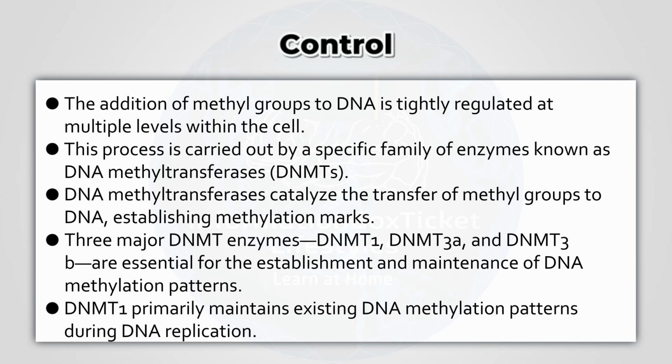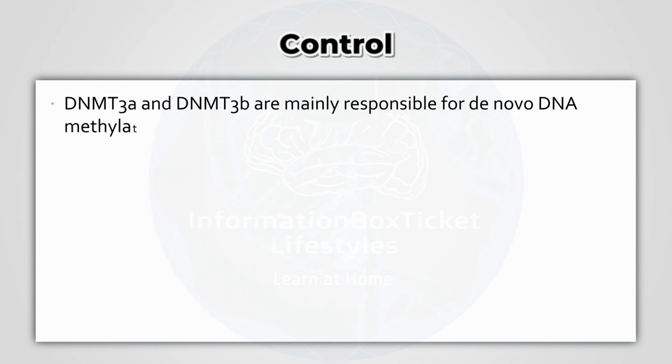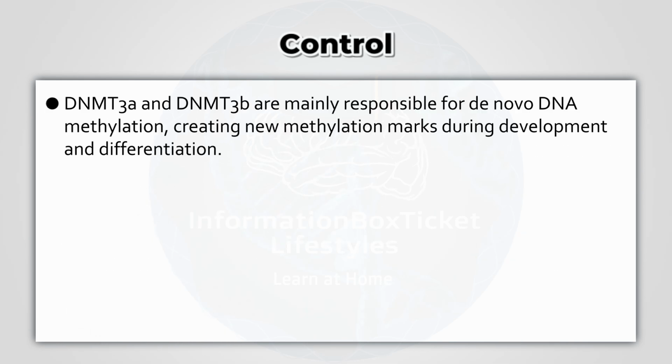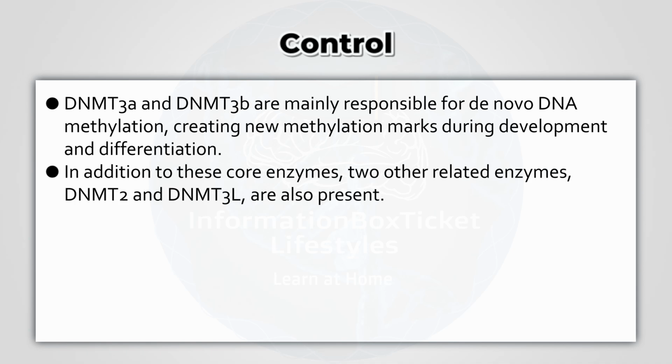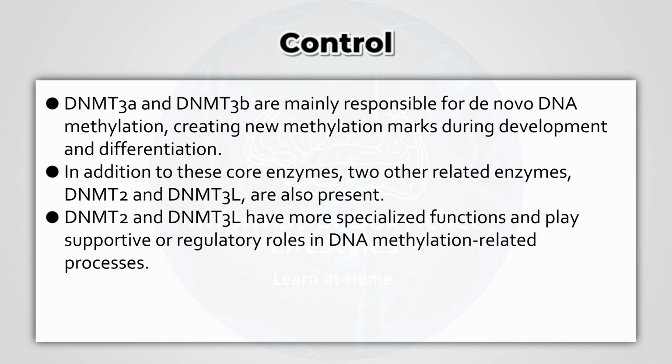DNMT1 primarily maintains existing DNA methylation patterns during DNA replication. DNMT3A and DNMT3B are mainly responsible for de novo DNA methylation, creating new methylation marks during development and differentiation. In addition to these core enzymes, two other related enzymes, DNMT2 and DNMT3L, are also present. DNMT2 and DNMT3L have more specialized functions and play supportive or regulatory roles in DNA methylation-related processes.